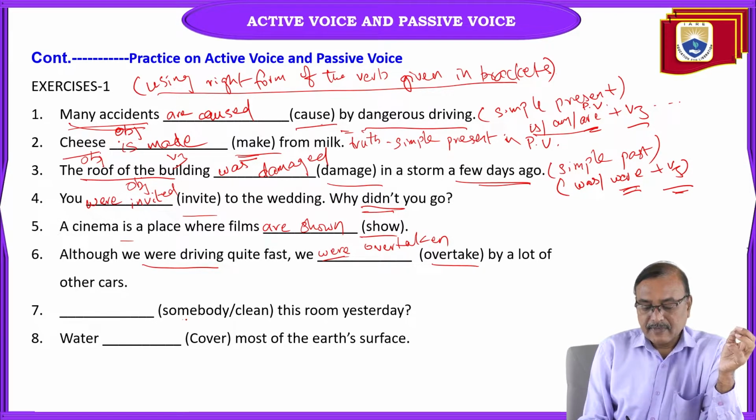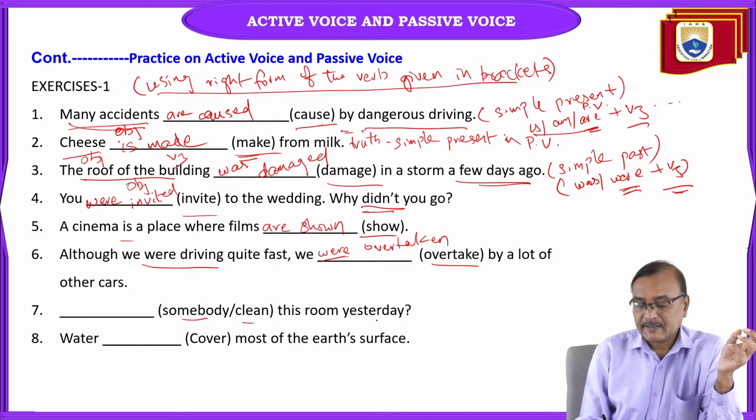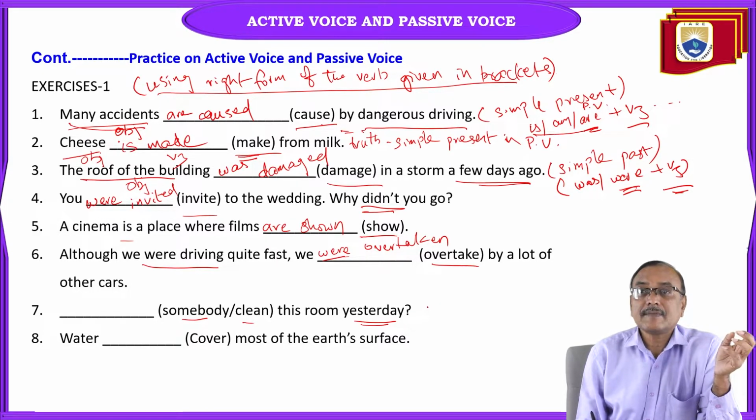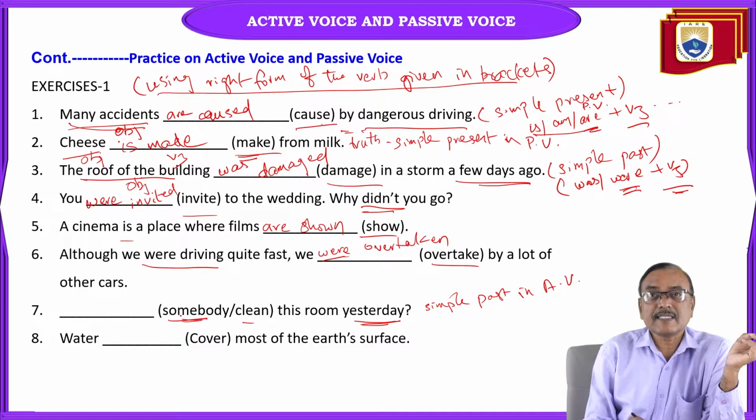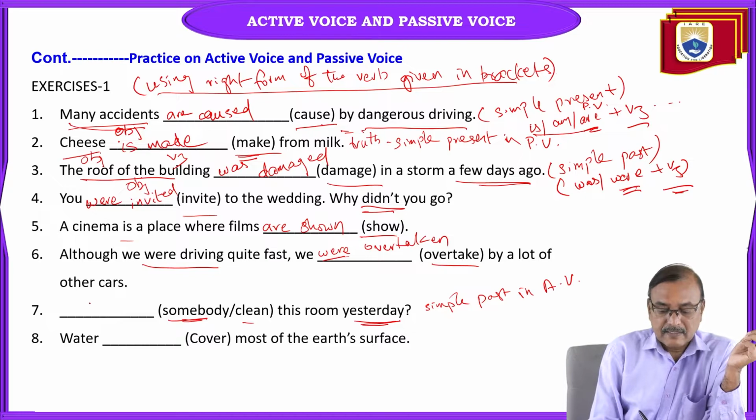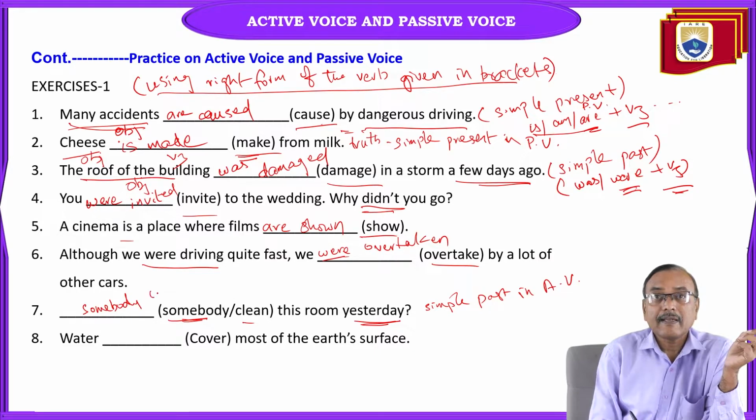Next. Somebody cleaned this room yesterday. This is also past. Yesterday is there, so by seeing yesterday you have to think of it as simple past. But it is simple past in active voice, not passive voice, because the subject is at the beginning: somebody cleaned.